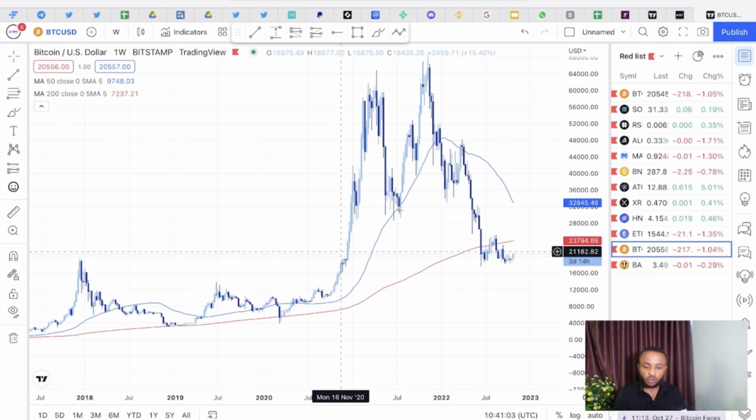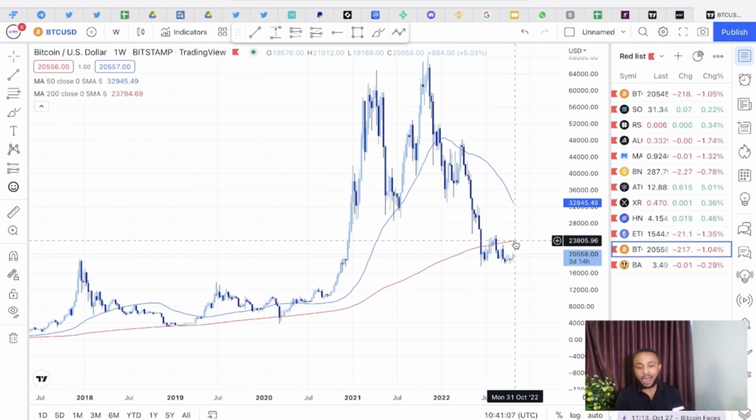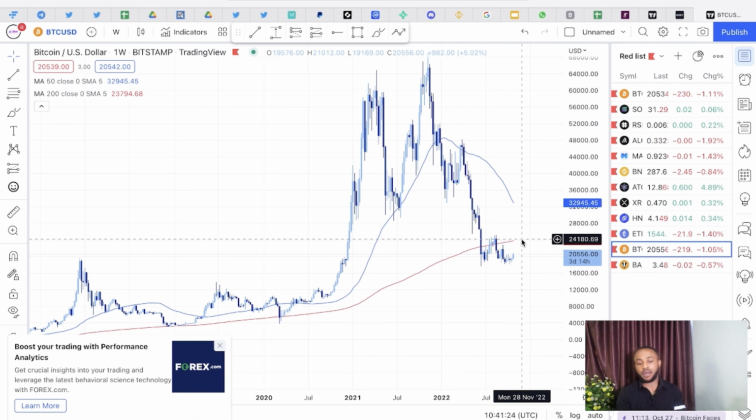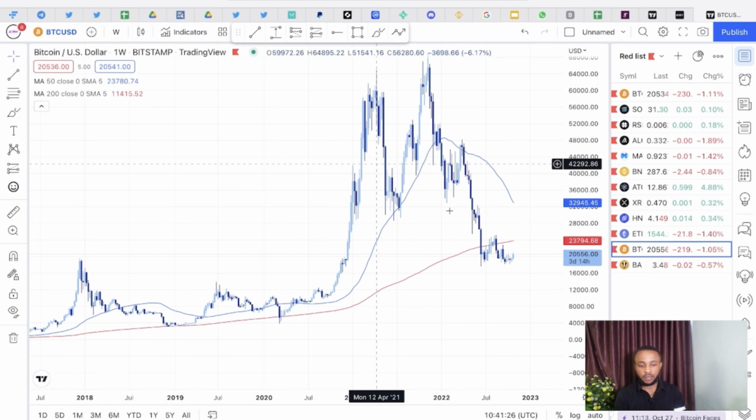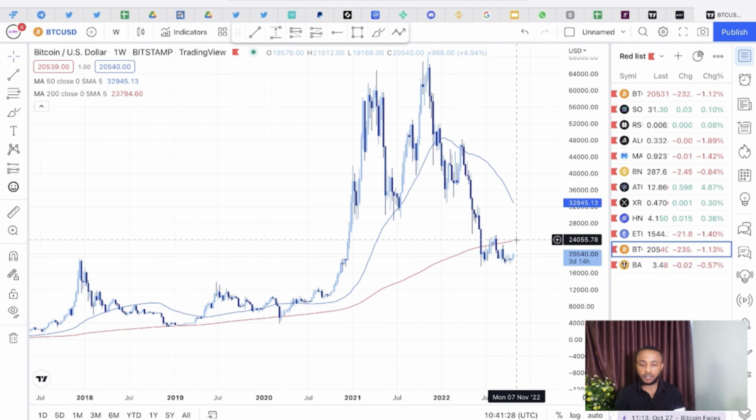First of all, we'll be looking to come back above this 200 weekly moving average. You understand? Once price gets back above it and tests it, which is around 24,000, that is what I'm waiting for. Once it gets back above this 200 weekly moving average, I'll start having a bullish bias that maybe we might start being on the upside again.